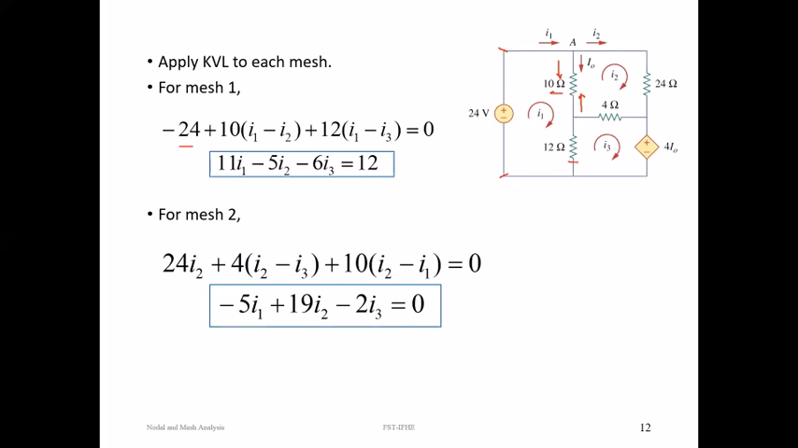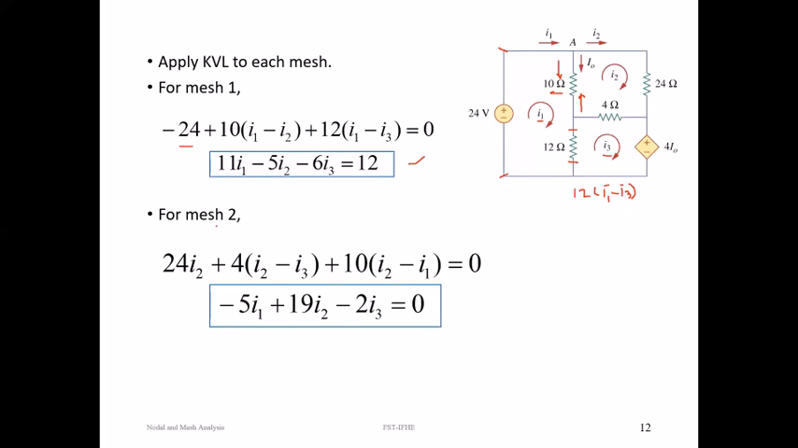Similarly, this 12 ohm resistance is also common between first mesh and third mesh. So we can write 12, assuming I1 is greater than I3. So 12 into I1 minus I3. This is the first equation.